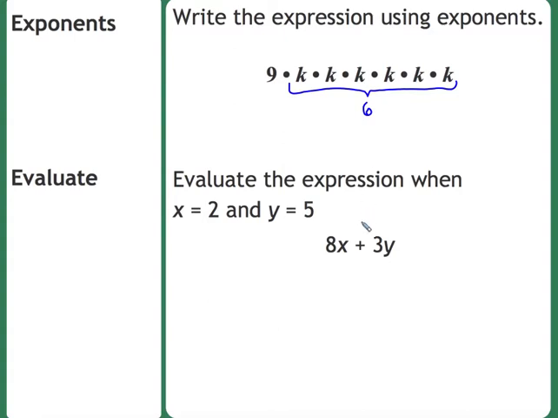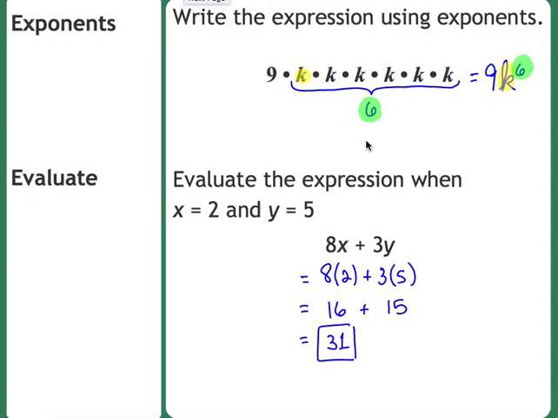And then for the second one here, we want to evaluate the expression when x is 2 and y is equal to 5. So you can go ahead and do that as well. Remember, when you substitute in 2, you're going to substitute 2 in for x here. Remember to put it with parentheses because 8x means 8 times x. And similarly, when you substitute in 5 for y, you're going to want to put in the 5 in parentheses because this really means 3 times y. So you want to make sure you multiply that. So give those two a try.